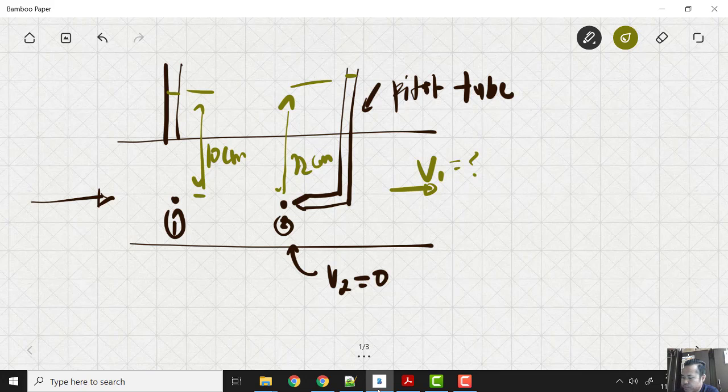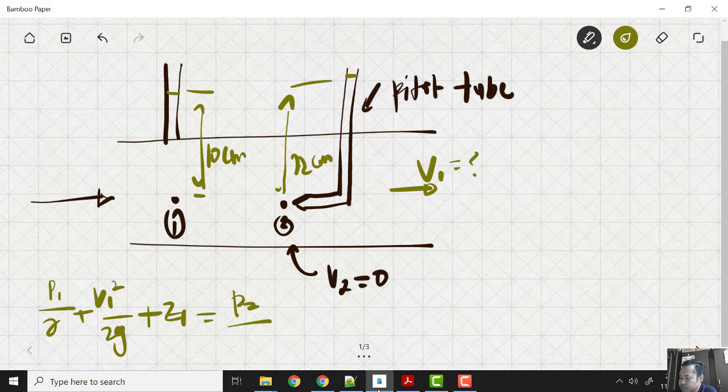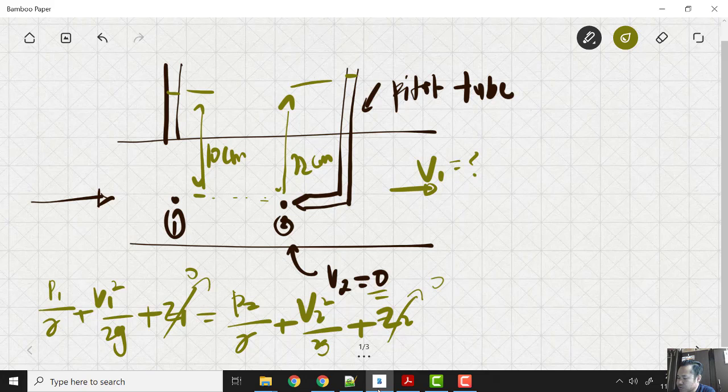So what is the Bernoulli equation? We have P1 over gamma plus V1 squared over 2g plus Z1 equal to P2 over gamma plus V2 squared over 2g plus Z2. Since the elevations Z1 and Z2 are the same, we can cancel them out. The velocity at point 2 is equal to 0. So we now have P1, P2, and we have V1. We want to find V1.